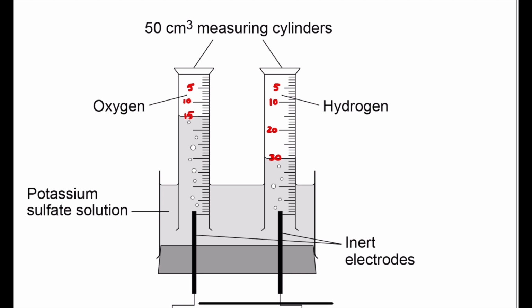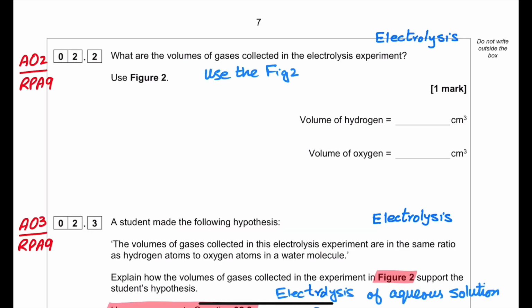Let's see the model answer. So the model answer is from figure number 2: 30 cm³ of hydrogen and 15 cm³ of oxygen.